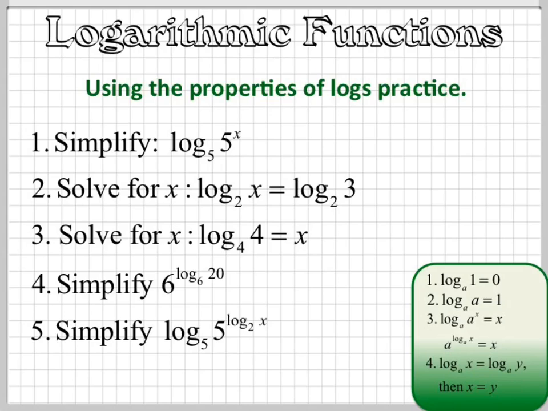For the first one, this logarithm has what base? 5. And this has also a base, right? Because it has an exponent. So what is that? X. The base 5 and base 5, right? So they cancel each other out, so this equals x. Okay. Same bases cancel each other out. You have to think of it like that.